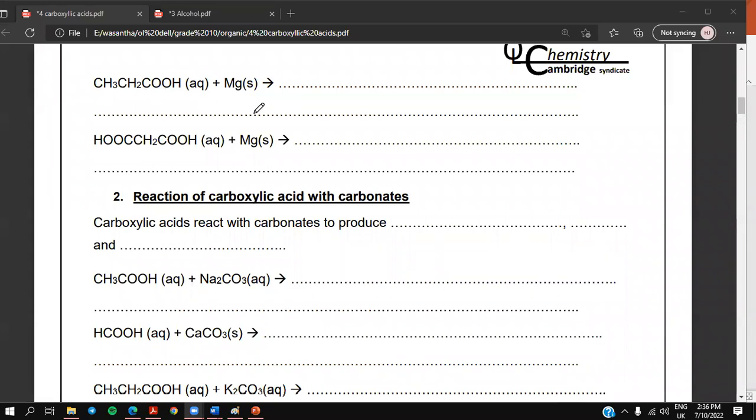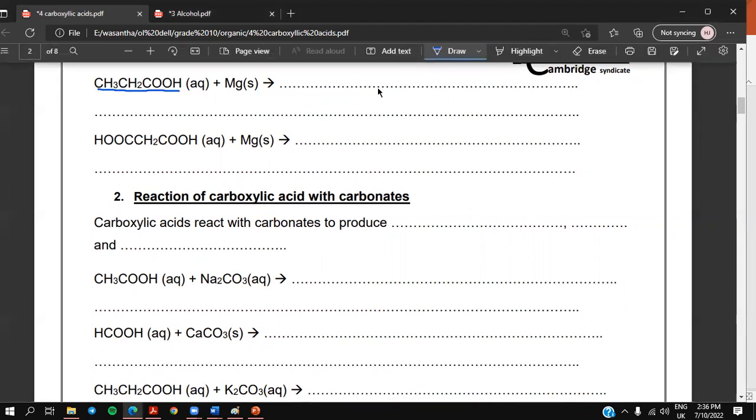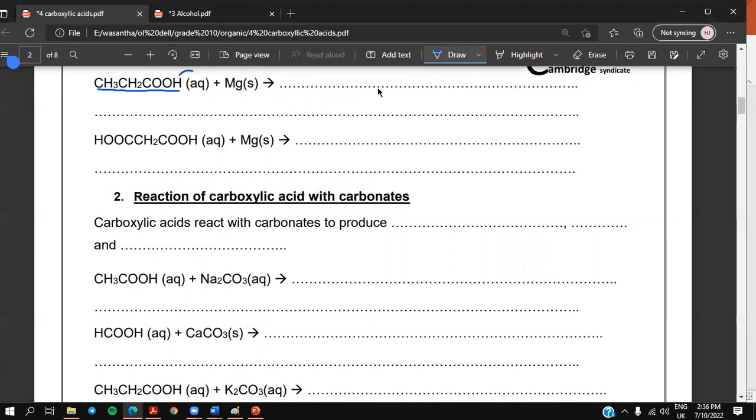Let's try to figure out how the reaction of carboxylic acid occurs with magnesium. There are two acids. There's a difference between the acid given over here and down there. In the first compound, CH3CH2COOH, only one acidic hydrogen is there. In the second compound, there's one acidic hydrogen on the right-hand side and another acidic hydrogen on the left-hand side.